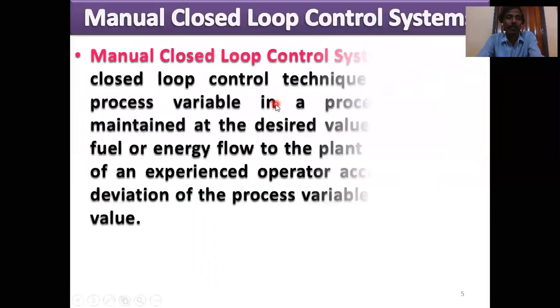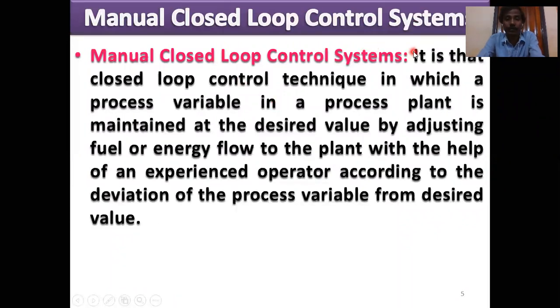So first, the definition. What is a manual closed loop control system? It is that closed loop control technique in which a process variable in a process plant is maintained at the desired value by adjusting fuel or energy flow to the plant with the help of an experienced operator according to the deviation of the process variable from the desired value. So this is the manual closed loop control system.